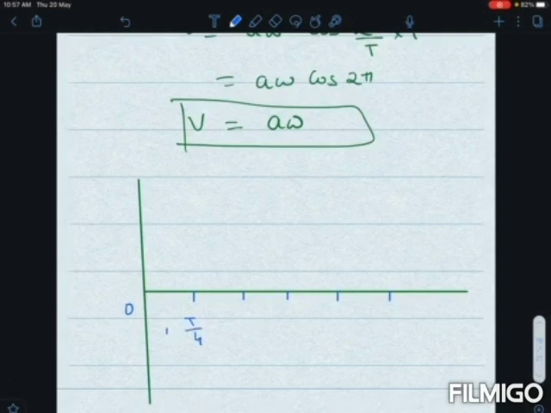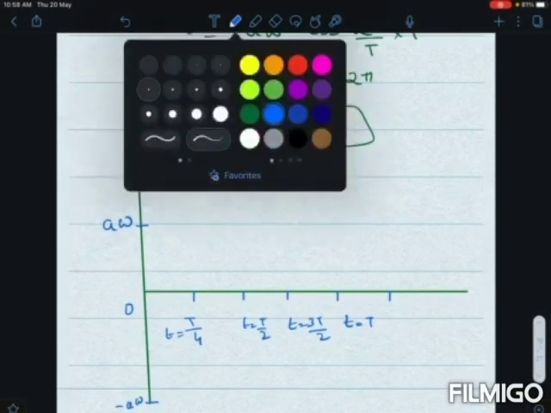t by 4, t is equal to, this is the time graph, no? t is equal to t by 2, t is equal to 3t by 2, and this is t is equal to t. And let's put the maximum displacement as A omega, and here it is minus A omega. So let's draw the graph.